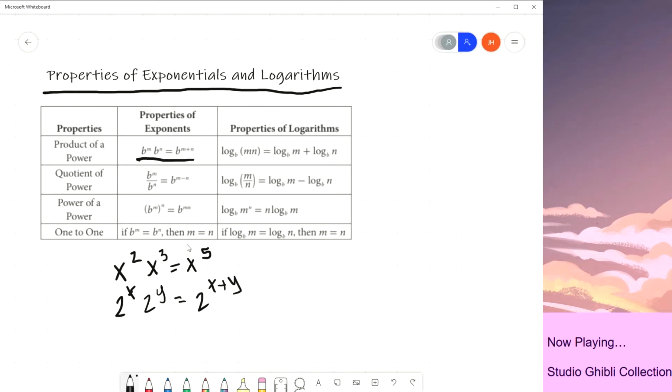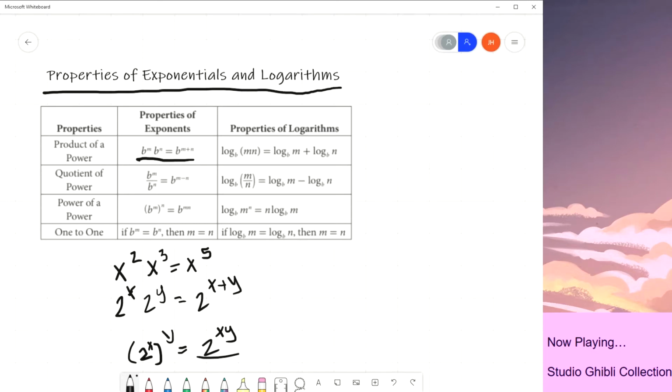So we have the product rule, the quotient rule, where if they divide, then they subtract, and the power of a power. So the idea that if I have an exponential and then there's an exponent on it, those exponents will multiply. So you see here that they've multiplied. So for example, if I have 2 to the x, then to the power of y, that is 2 to the x times y. All right.